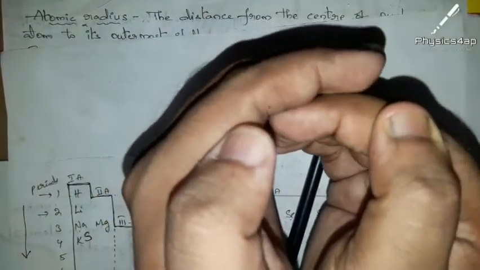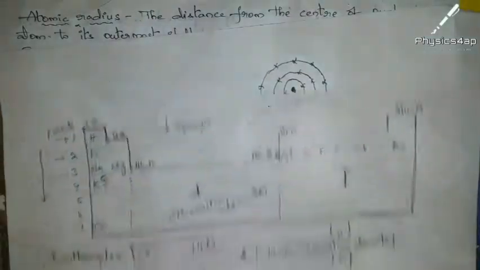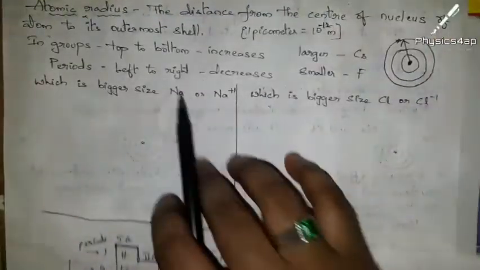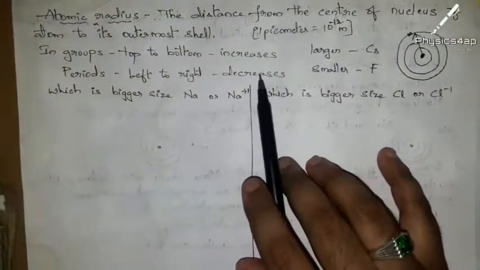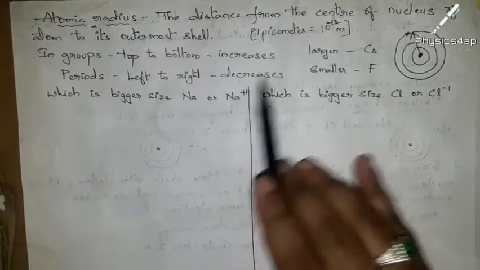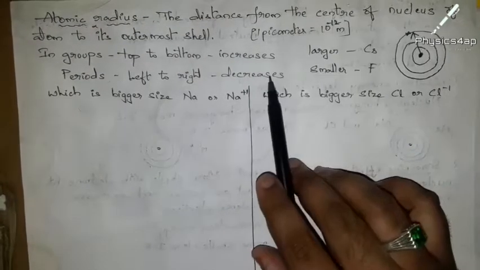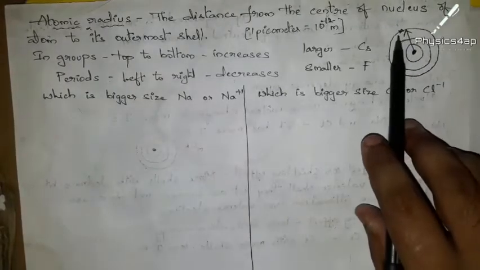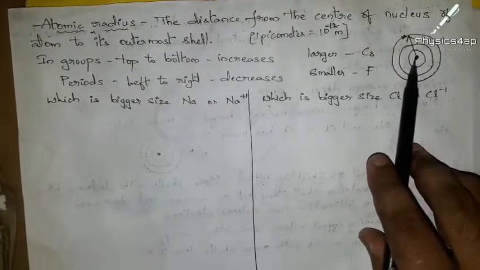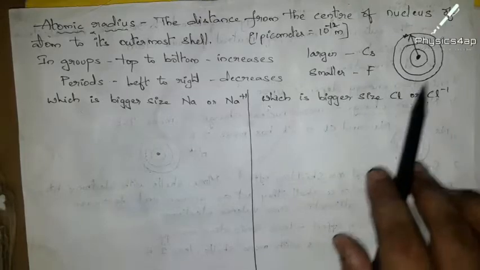So that is what we say: in periods from left to right the atomic radius decreases. Why? Because due to the increase of electrons, the nucleus attracts all the electrons towards its center. Due to that, the atomic radius decreases.